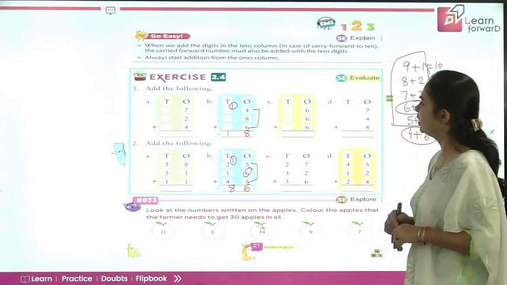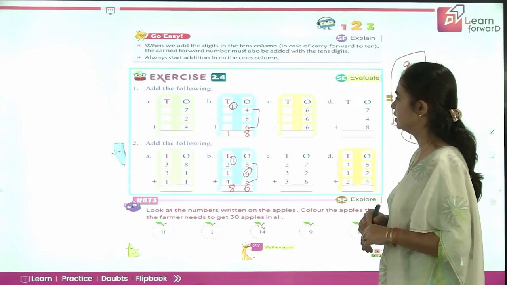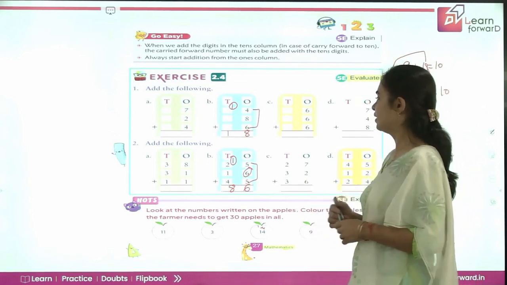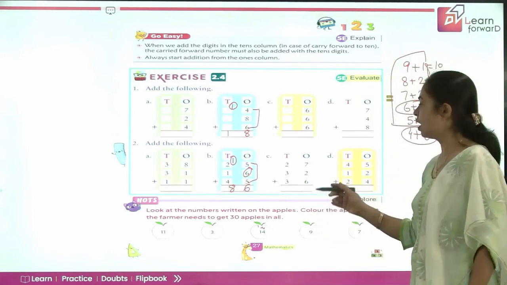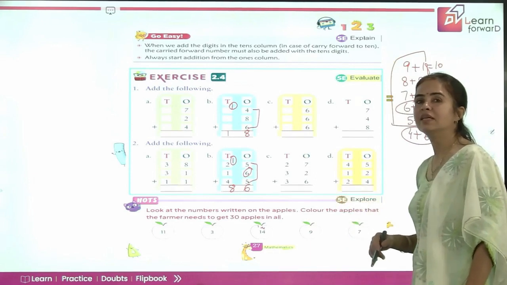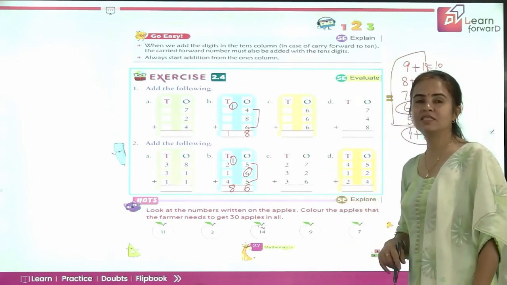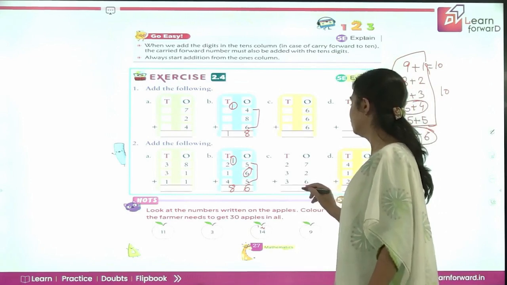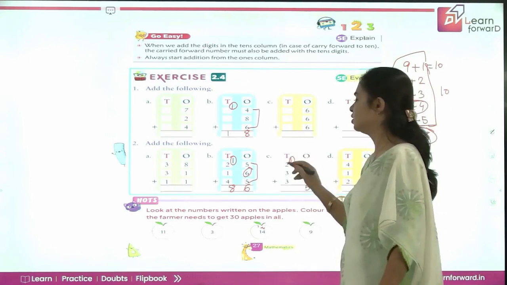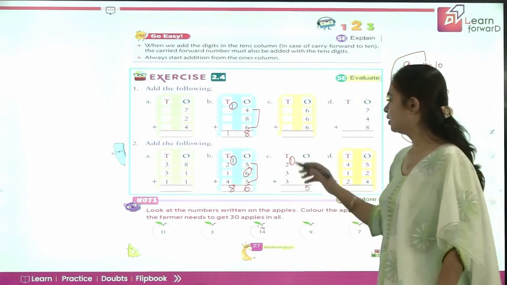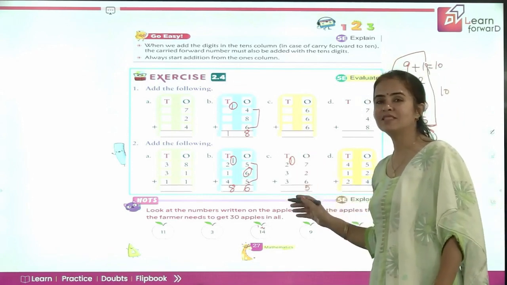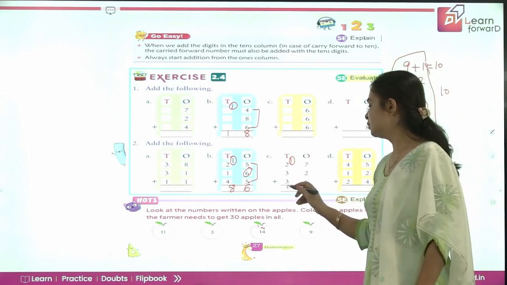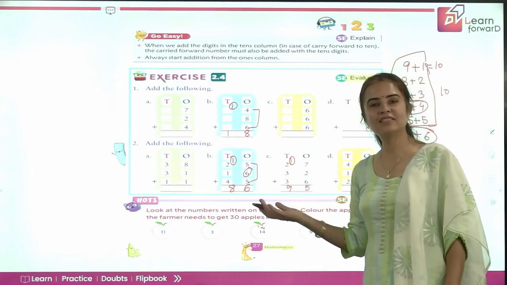Let's see if it can happen somewhere else. Not exactly. Okay, let's do this one now. 7 plus 2 is 9 and 9 plus 6 is, yes, 15. Perfect. So 5, carry over 1. 2 plus 1 is 3. 3 plus 3, 6 and 6 plus 3, 9. So 95 is your sum here.